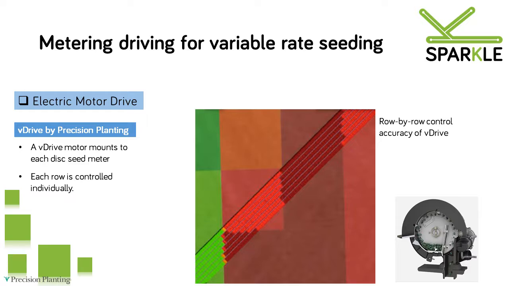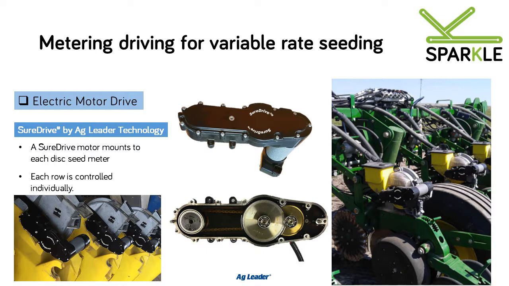Individual control on each row allows high accuracy in providing the application rate according to the specific zones established by the prescription map, as the figure illustrates. Shear drive is another example of an electric motor. Shear drive includes cold-forged, high-grade steel gears, precision bearings, and a drive chain, all submerged in a full synthetic fluid bath inside a sealed unit to minimize maintenance.